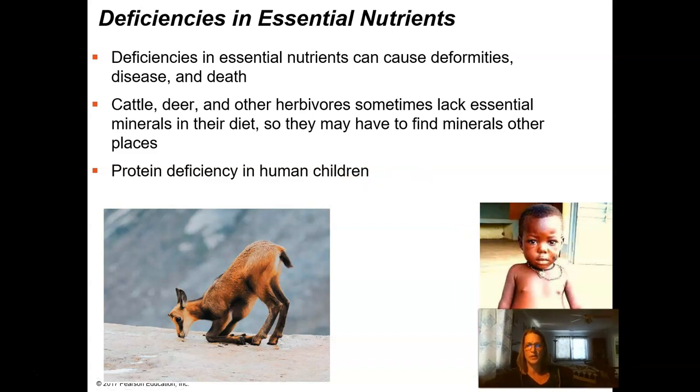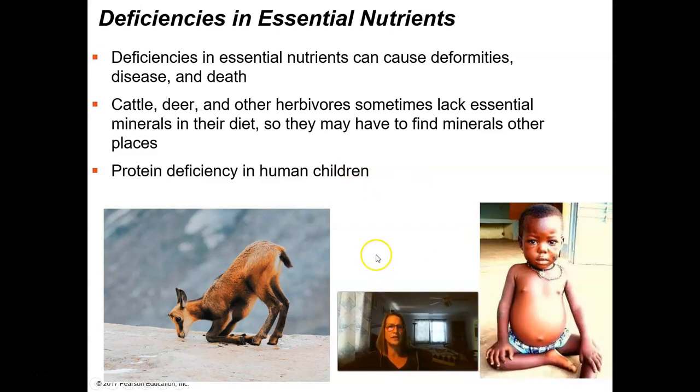So here are some examples of deficiencies in essential nutrients. Deficiencies in essential nutrients can cause deformities, disease, and death, as we mentioned before. And there are different ways that animals try to make sure they're getting these essential nutrients when they are deficient. Cattle, deer, and other herbivores, including some birds, sometimes will lack essential minerals in their diet, and they can obtain those minerals that they need by licking rocks or eating clay or something like that.